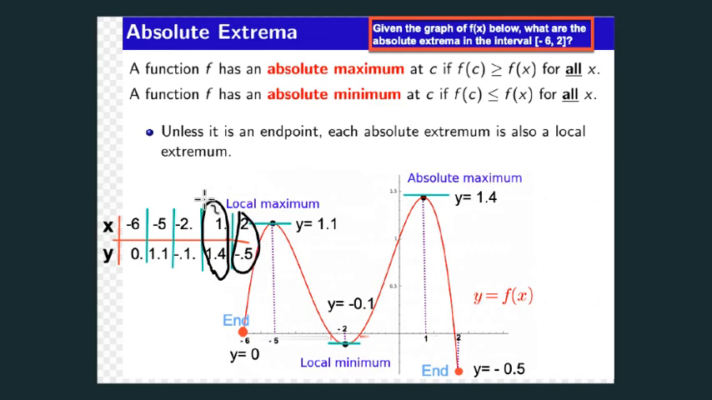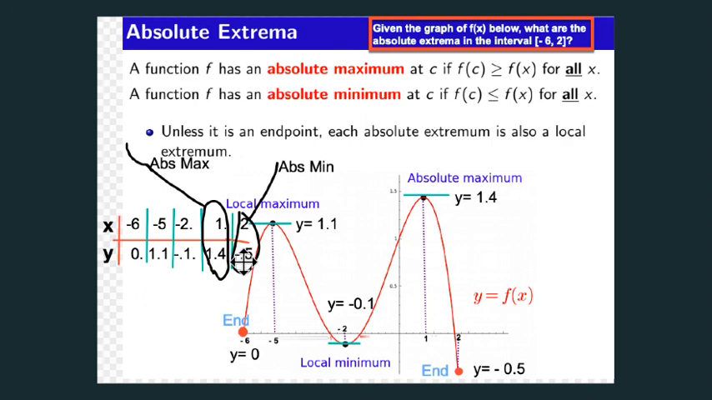So this one here is our absolute max. On this side over here, that's the absolute maximum, and over here is the absolute minimum. The absolute minimum is -0.5. The absolute maximum is 1.4. And when we say absolute mins and max, we refer to the y value.